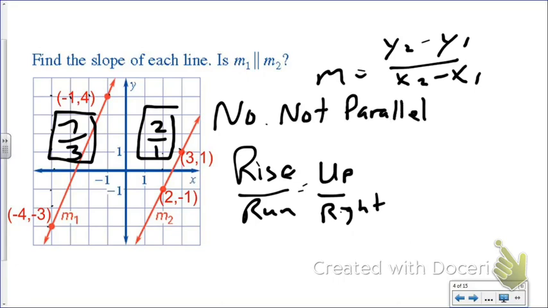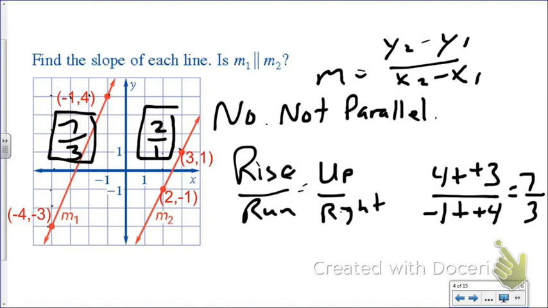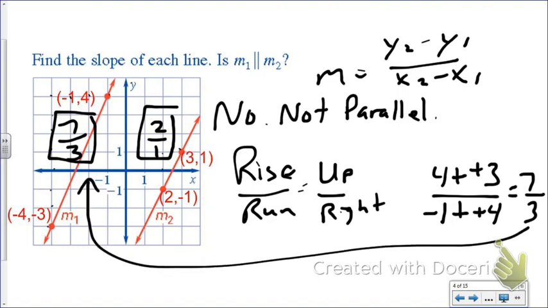Now I could have found the slopes by using the slope formula. For example, for the line m1, I would have done 4 minus -3, because I took the y minus the y. And on the bottom I'd have -1 minus -4. Remember, when you subtract a negative, it turns into plus. So I would end up with 7/3. You can see that I get the exact same answer as the way I did it when I counted with my fingers.